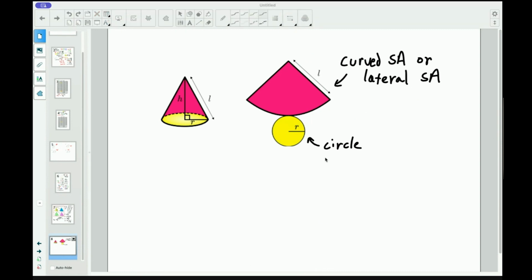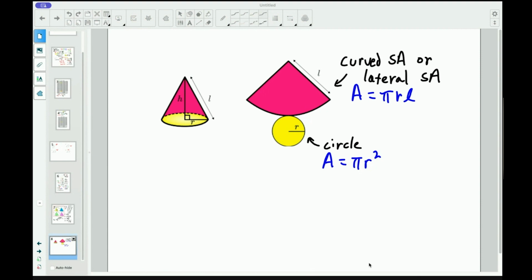Okay, so in terms of actually putting this together, surface area we know is just the area that covers whatever shape we're looking at. For the circle, you already know the area is equal to pi r squared, and for this pink section, the area is equal to pi times r times L. So pi times r times L.